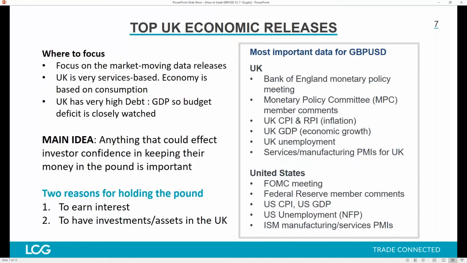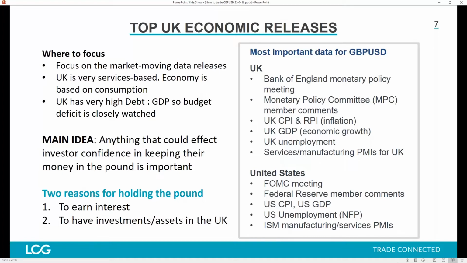So why, again, kind of harping back to the same idea, two reasons for holding the pound: to earn interest and to have investments in the UK. So obviously if you're buying a house in the UK or buying a UK business, you need pounds to buy that. Hence you're creating a demand for pounds, which would in a small way at least, push the currency price higher. And obviously to earn interest. So if you see interest rates in the UK going higher, then you would need to have your money in pounds to take advantage of those future higher interest rates to earn that interest.